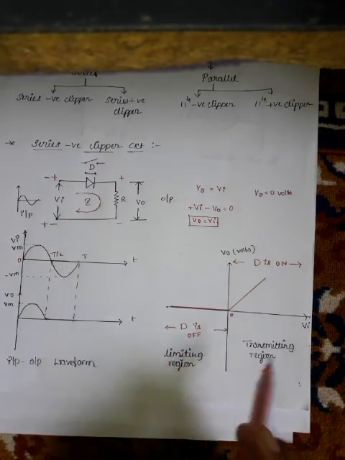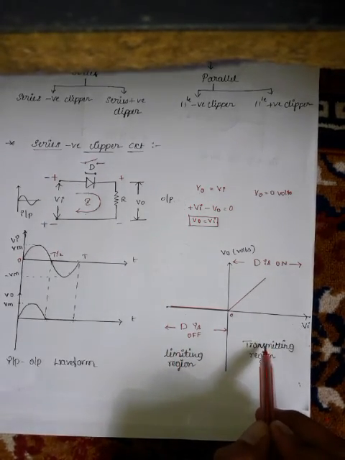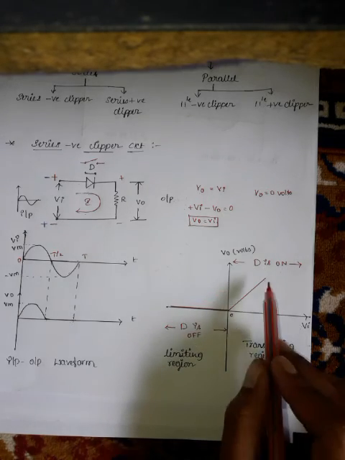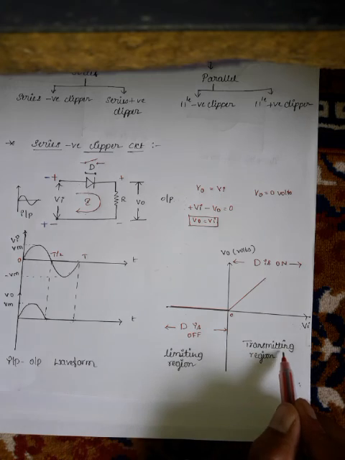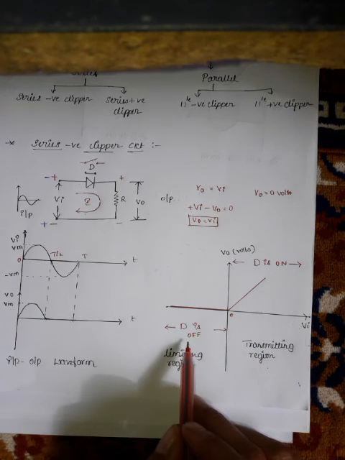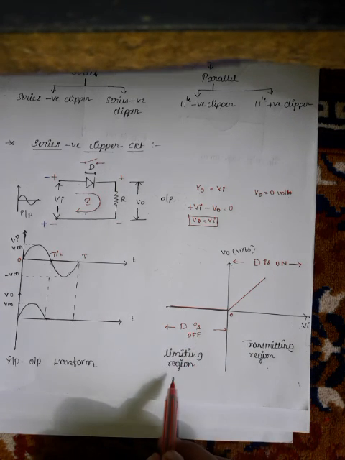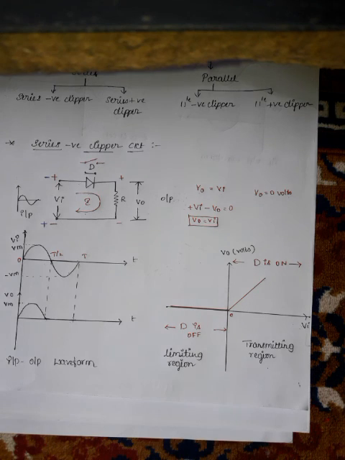Here, the portion of the graph where the diode is in the on condition, that region we call the transmitting region, and the region where the diode is in the off condition we call the limiting region.